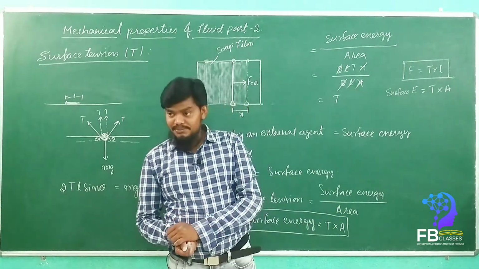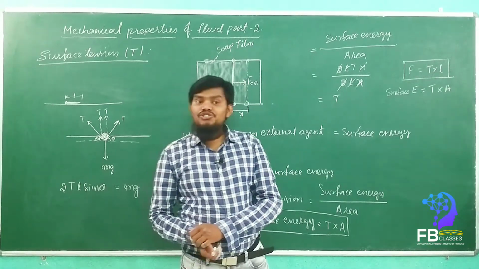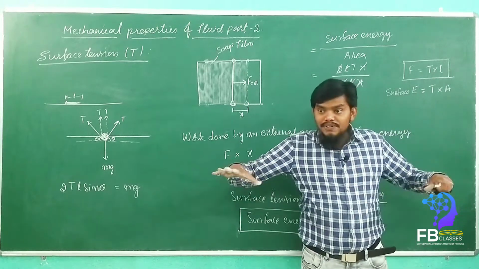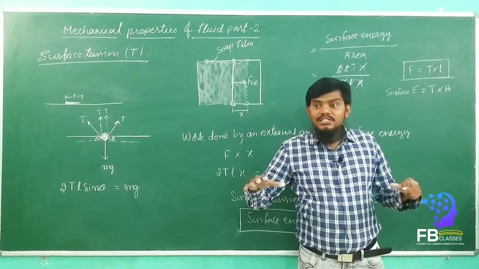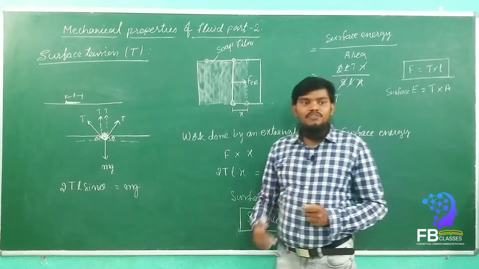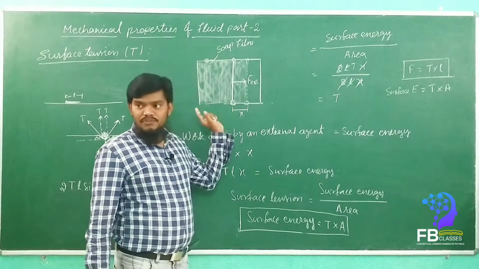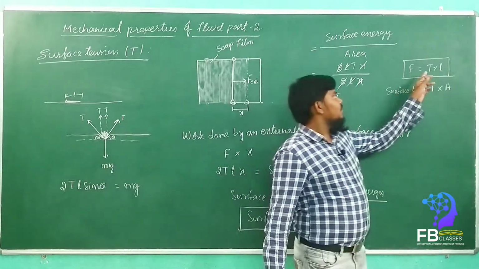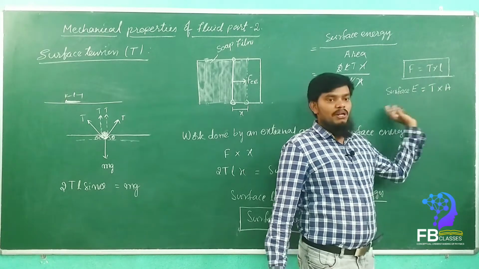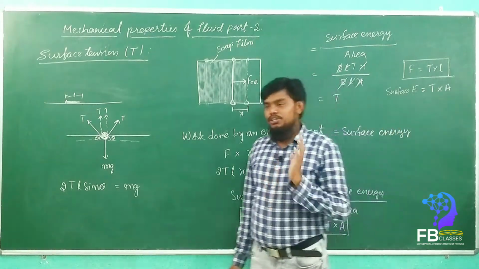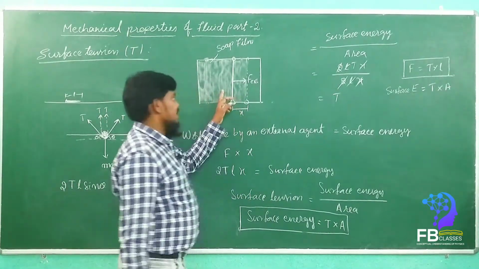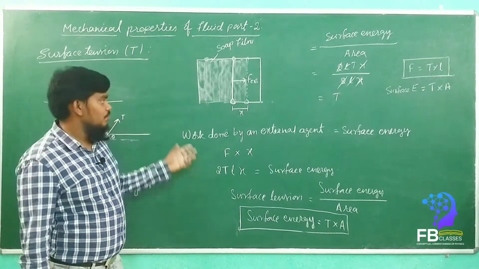The second definition says that the surface energy of a given area of a liquid gives the surface tension. There are two definitions. One is surface tension is equal to force upon length. The other is surface tension is equal to surface energy upon area. Got it? Can you please make a note of it? Then we can go further with this experiment.